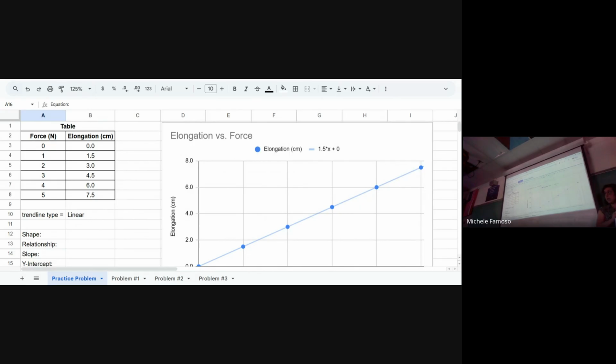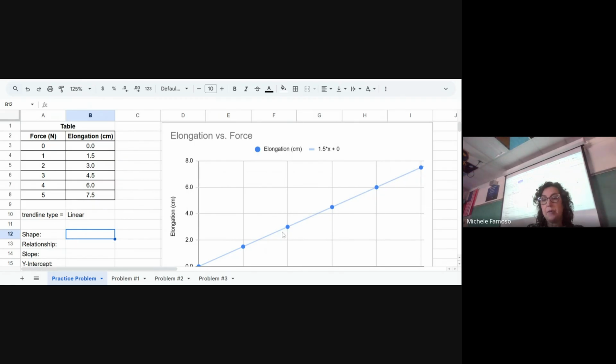Do you see that? Our job is to modify things so that it looks like what we need, with variable names, signs, and units here. Okay? So follow along with me. I'm going to do the first one with you, and then I'm going to ask you to help me with the other 3. So first off, what is the shape of this graph?